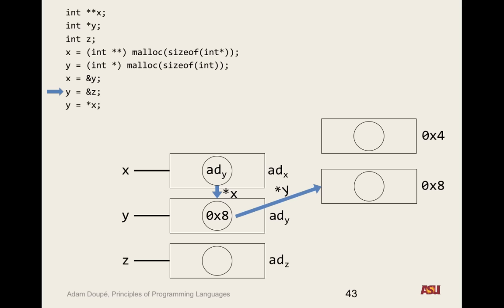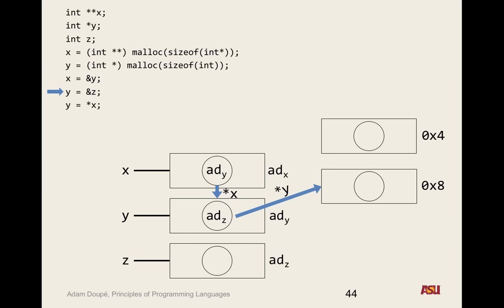So now, what's the address of z? It's an r value. What is it? ABZ. So we're going to take ABZ, and we're going to put it where? The value of the location associated with y. So we're going to take ABZ, copy it, and put it into the value of the location associated with y.